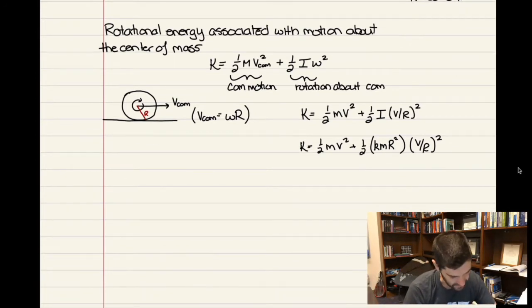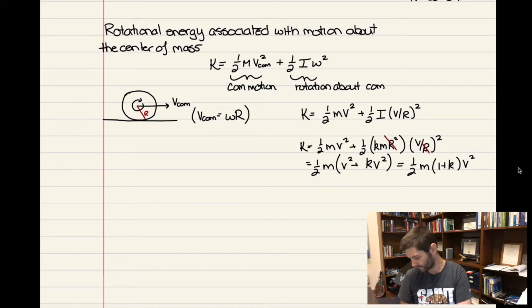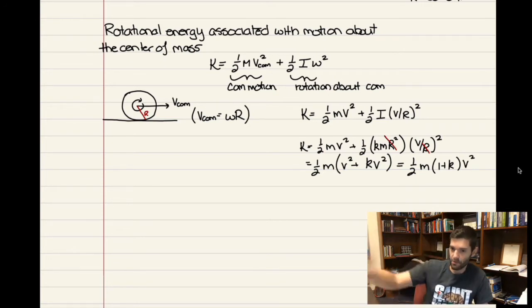And let's see, some things already start to simplify. There's an r squared here and an r squared here, and there's a 1/2 m in both. This becomes 1/2 m v squared, and then here there's a k v squared. So actually, I could factor it out even more. This is 1/2 m, (1 plus k) v squared, such that the total kinetic energy is not just motion, but also rotating about the center of mass.